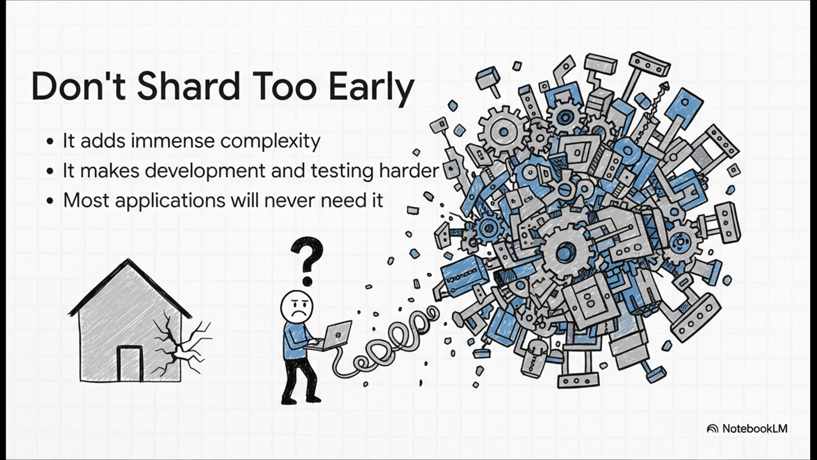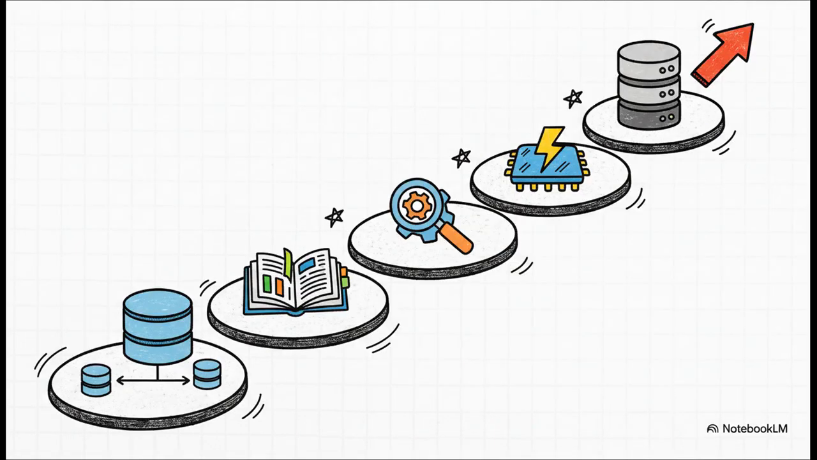Sharding too early is a classic engineering mistake. It immediately injects a massive amount of complexity into your entire system. It makes simple development tasks way harder, and trying to test things on your local machine almost impossible. The honest truth is, most applications will never ever reach a scale where sharding is actually necessary. So before you even start dreaming about sharding, please make sure you've exhausted all the simpler options first.